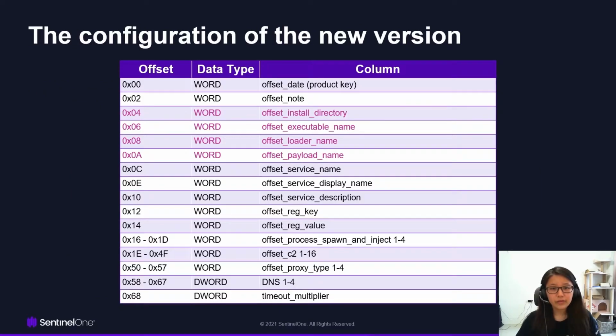The configuration of this new version looks pretty similar to the previous version, except that it includes more details of the infection chain. So as shown here, there are columns for the installation directory, the legitimate executable name, the loader name, and the payload name.